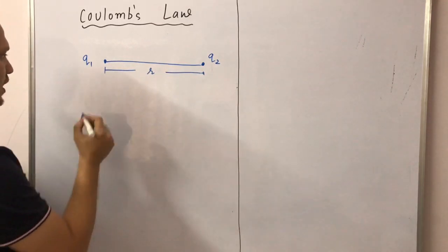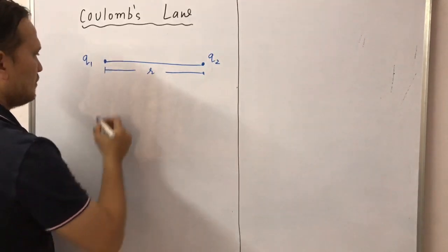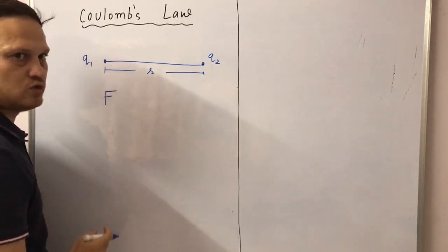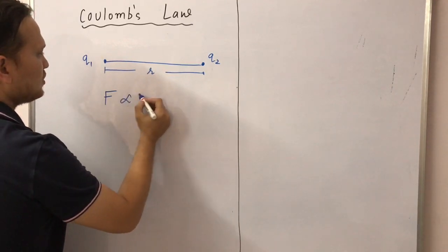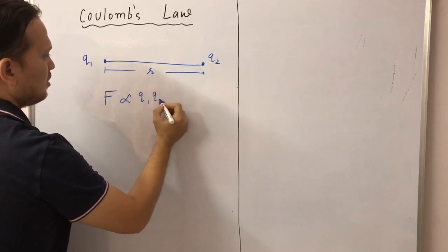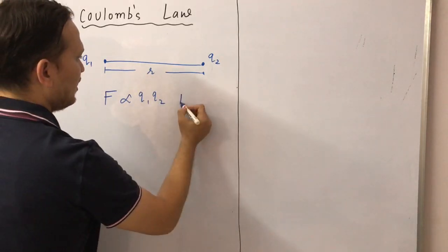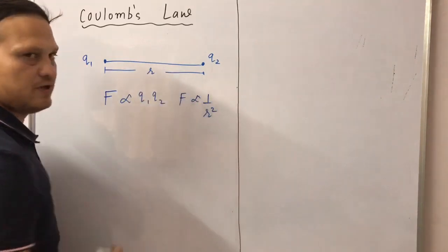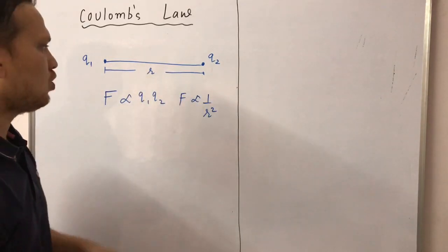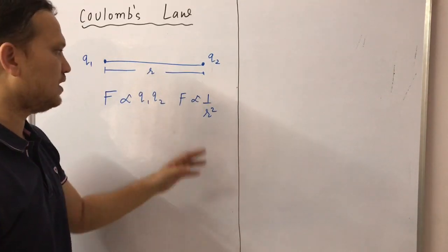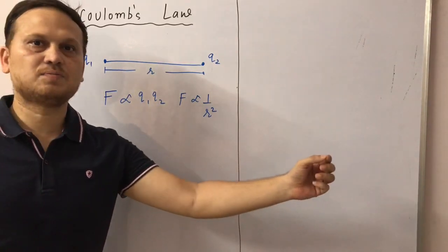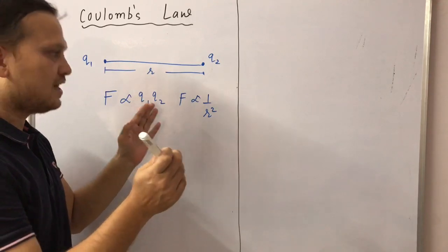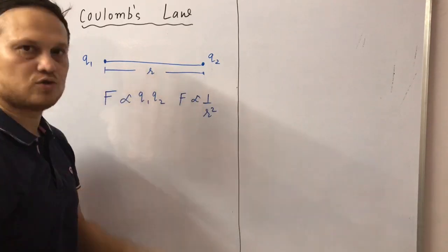Okay, so according to Coulomb, the electrostatic force between these two charges is directly proportional to the magnitude of the charges and inversely proportional to the square of the distance between them. So actually it obeys the inverse square law. What does it mean? If you increase the distance between the charges, the force decreases. If you decrease the distance between the charges, the force will increase.